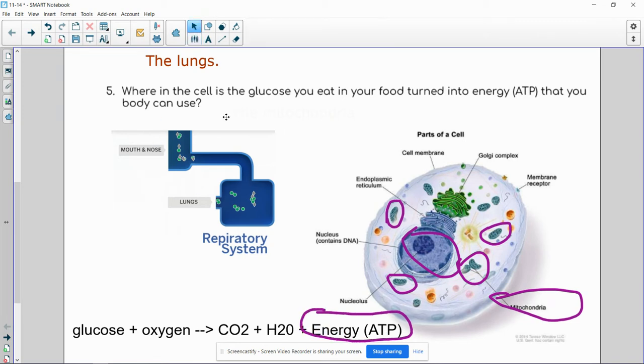So our answer is that it is the mitochondria that this happens.